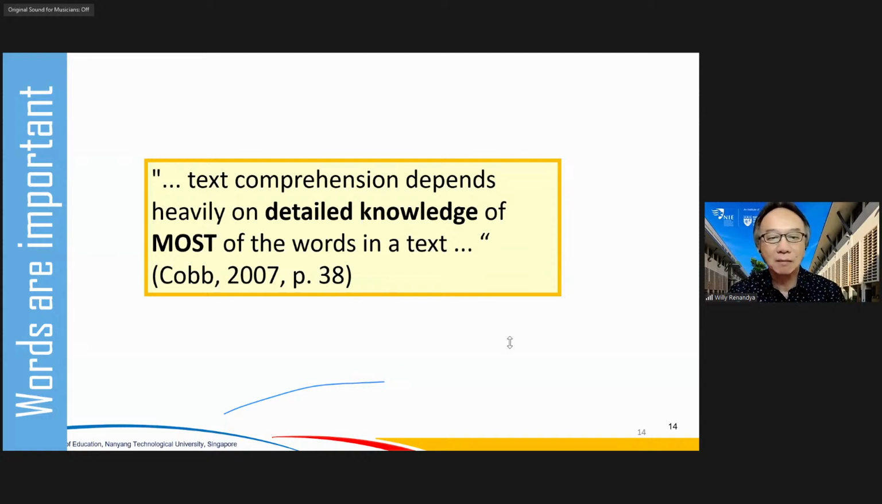Can we translate most of the words in the text in percentages? So how many words? What is the percentage of words that the students need to know? Let me begin with 60%. Is that enough? 80%. Is that enough? No, 100%.